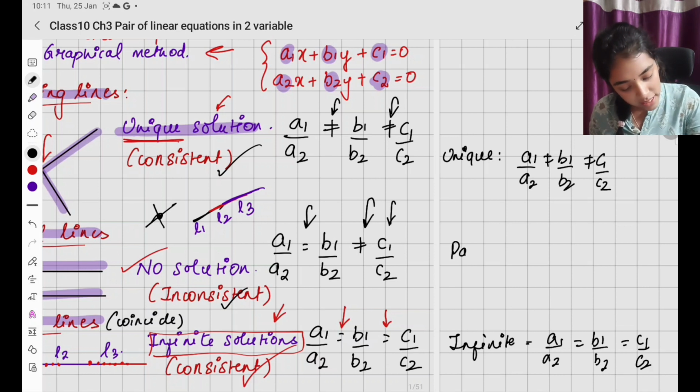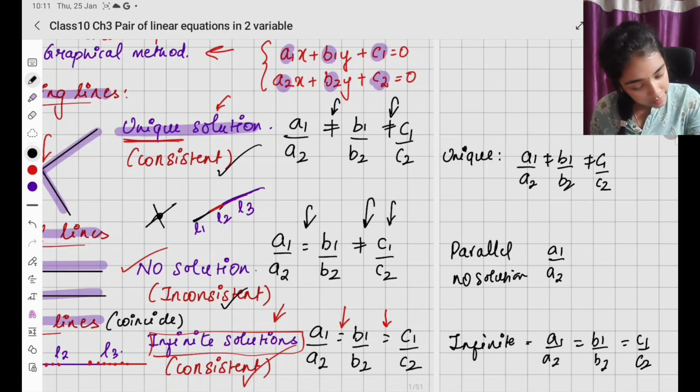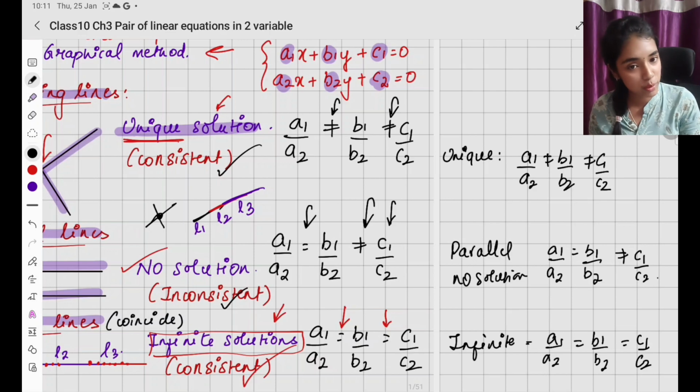But parallel lines ke enadhu? When you have parallel lines, which means no solution, you only have the coefficients of x and y to be equal. a1 by a2 equals b1 by b2 not equal to c1 by c2. Okay? Idhu nyabochukku mudiyuma? Very easy.